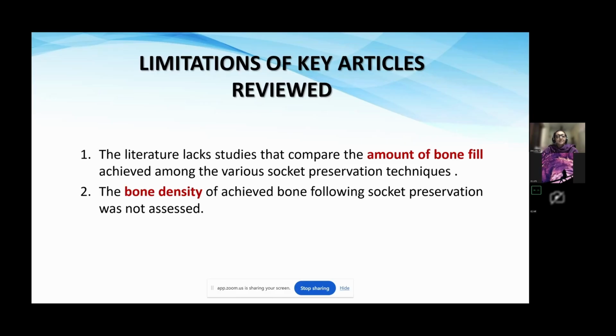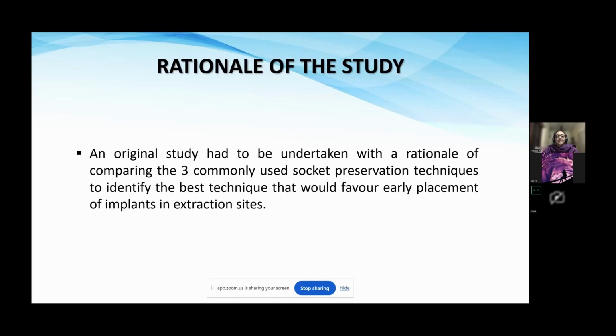The bone density of the achieved bone following socket preservation was also not assessed. Coming to the rationale of the study, an original study had to be undertaken with the rationale of comparing the 3 commonly used socket preservation techniques to identify the best technique that would favor early implant placement in extraction sites.